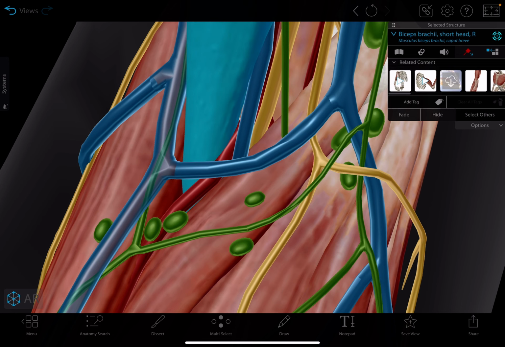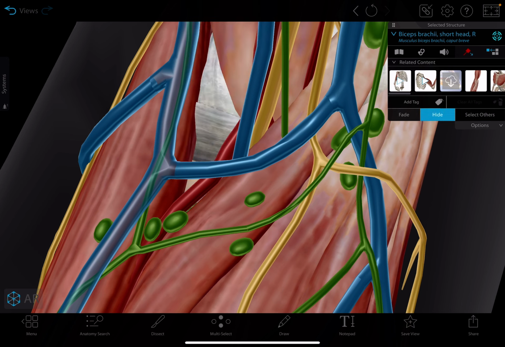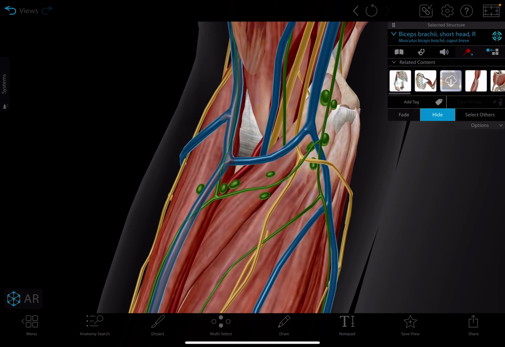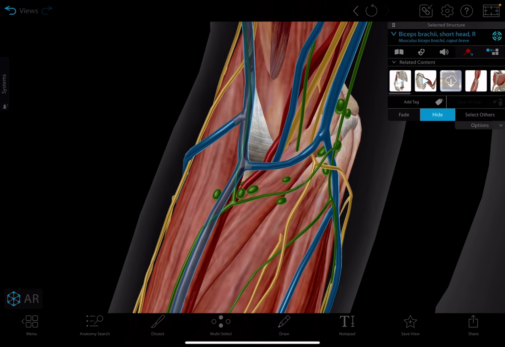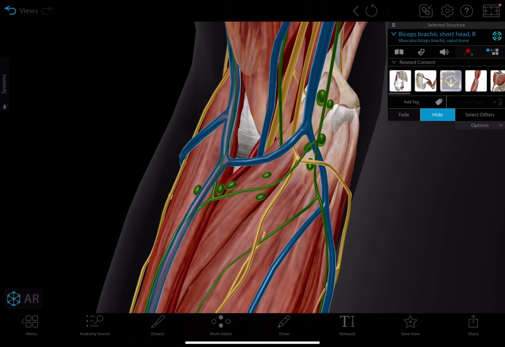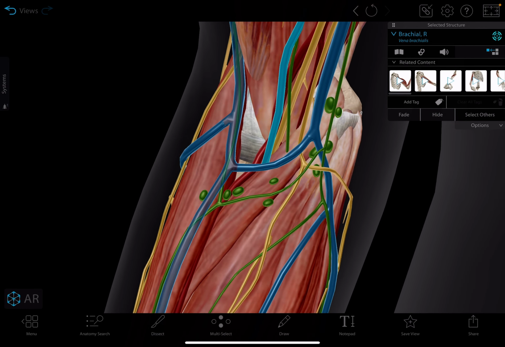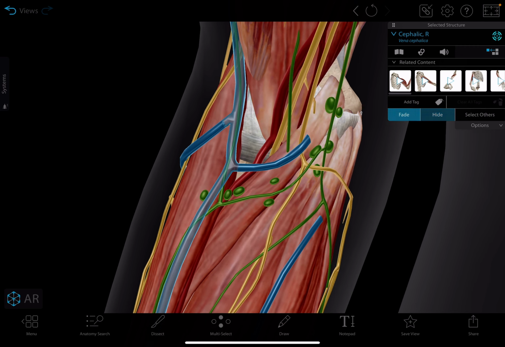Here we have the biceps brachii. I'm removing the biceps brachii muscle so that the contents of the cubital fossa can be seen better. Let us also remove this vein so we can see the contents better.